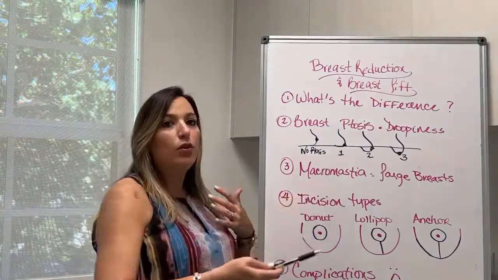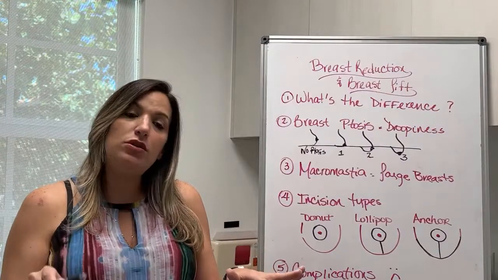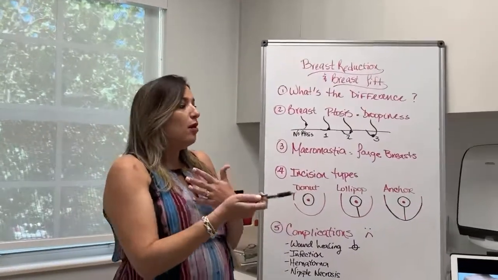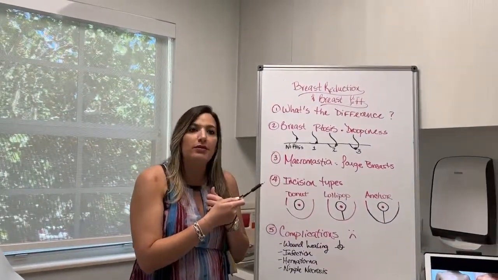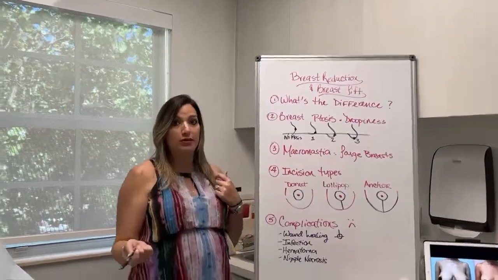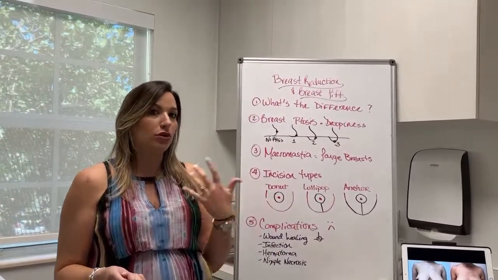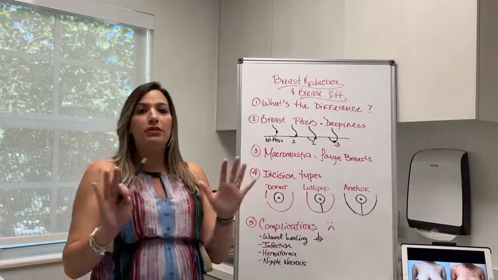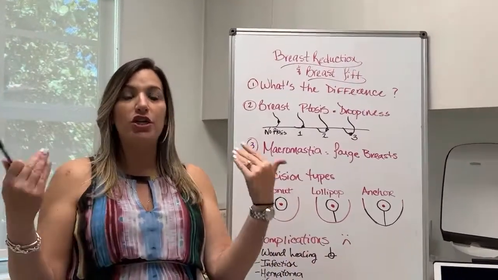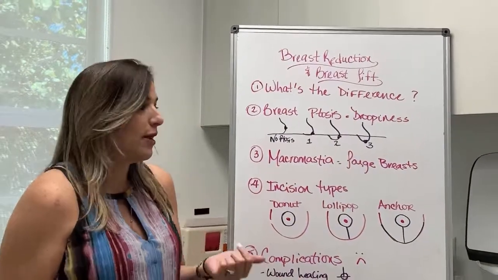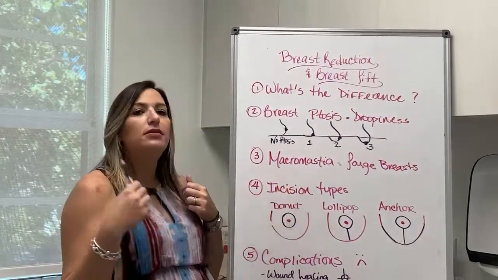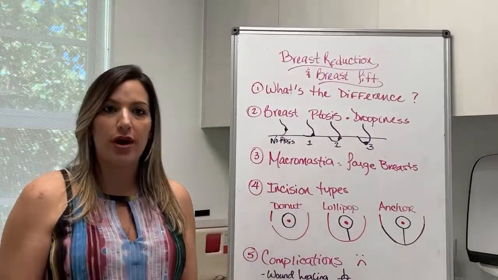You can have it with only breast ptosis or breast ptosis and macromastia. What's macromastia? Macromastia is just large breasts, okay? So that is why breast lift and breast reduction are very similar in terms of the incision pattern, but the difference is the goal. What are we achieving at the end of the procedure, okay? So macromastia is the medical term for large breast, okay?